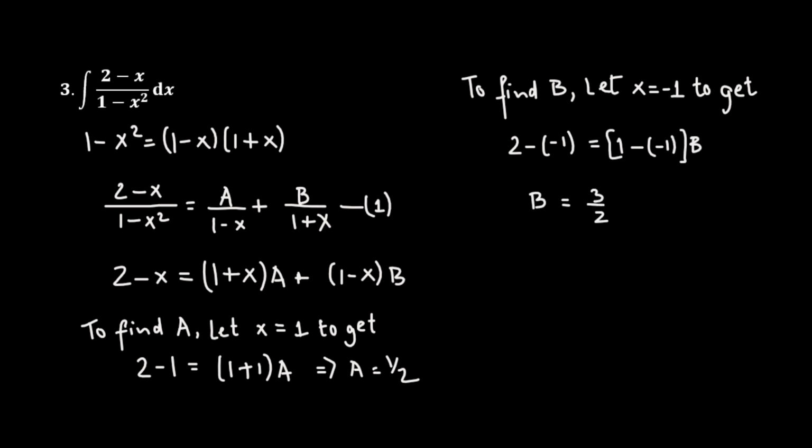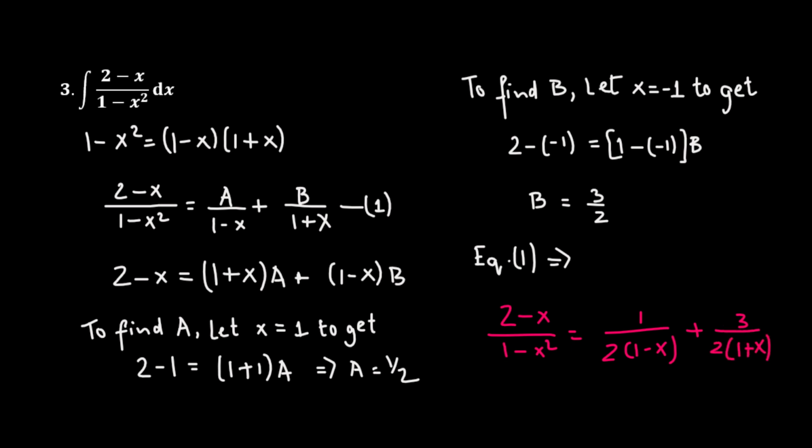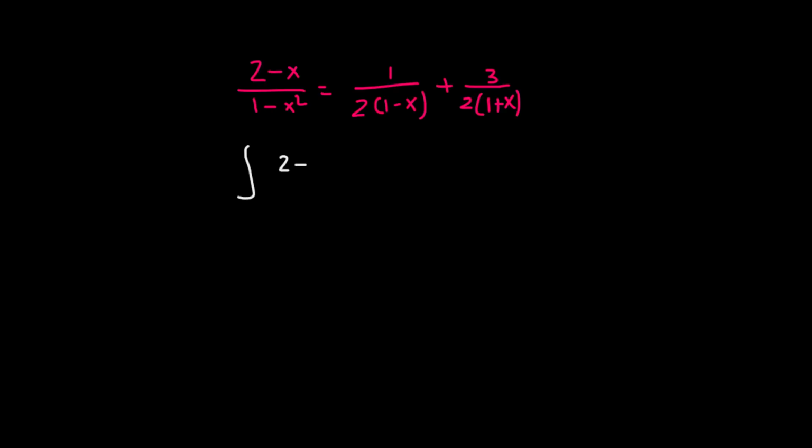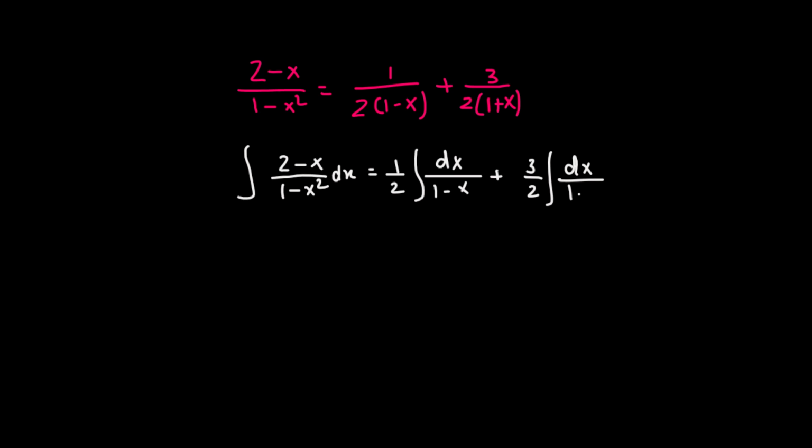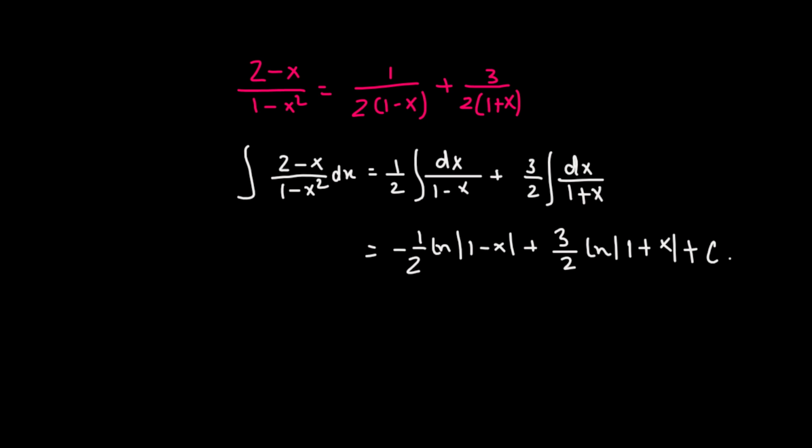Solving for b, we get 3 over 2, such that our decomposition now becomes 2 minus x over 1 minus x squared is equal to 1 over 2 times 1 minus x plus 3 over 2 times 1 plus x. Then we are going to integrate with respect to x, so that should give us half the integral of dx over 1 minus x plus 3 over 2 times the integration of dx over 1 plus x. The result will be negative half log of 1 minus x plus 3 over 2 times the natural log of 1 plus x, plus the constant of integration c.